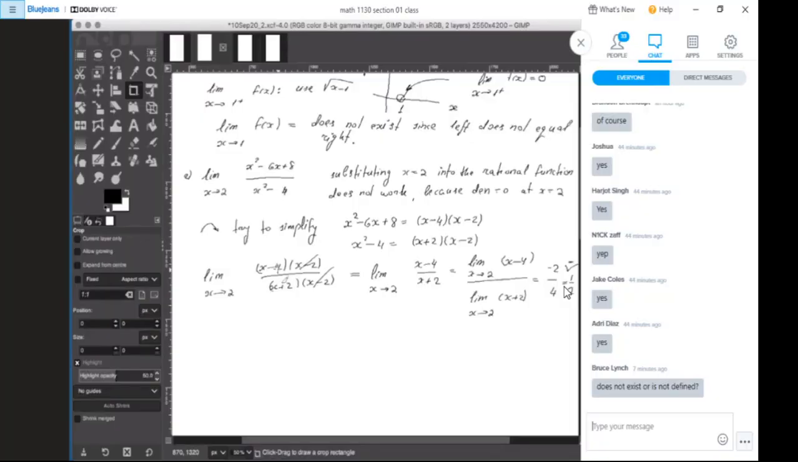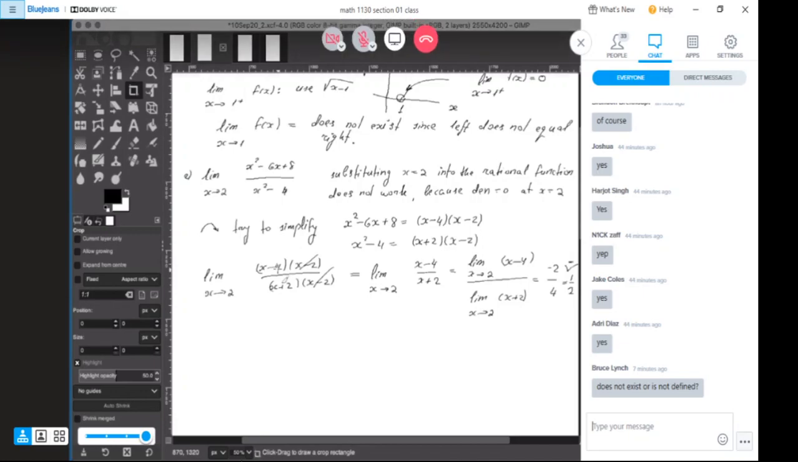What's the point of breaking them up like that? Because you could just put the 2 into the x minus 4 over x plus 2. You can. Yes. So basically.